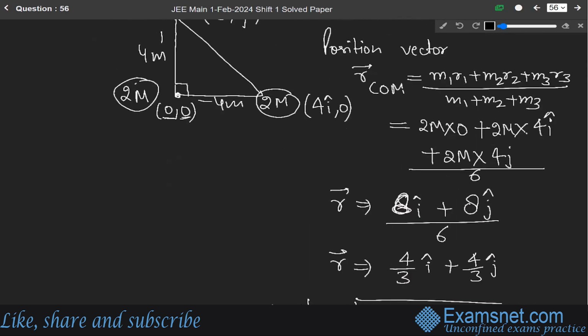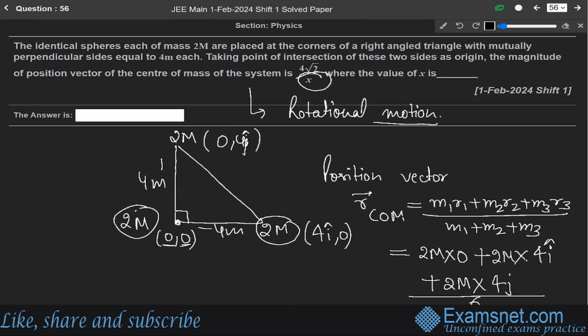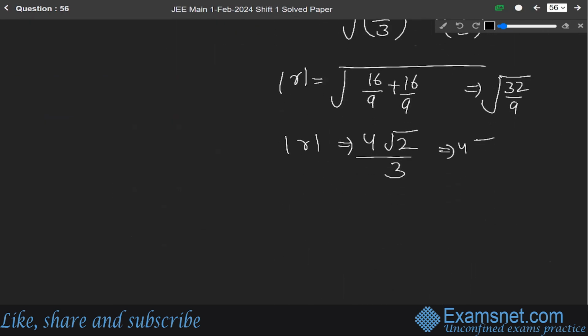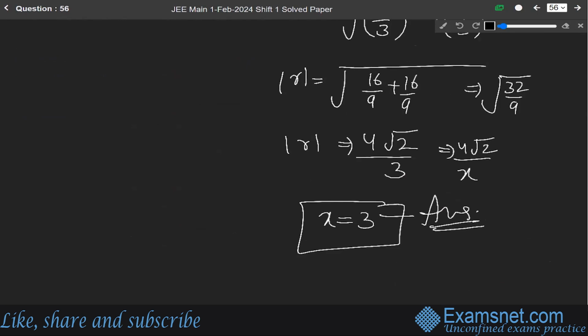Now comparing it with the given expression in the question, 4 root 2 over x, means here the value of x is 3. This is our final answer.